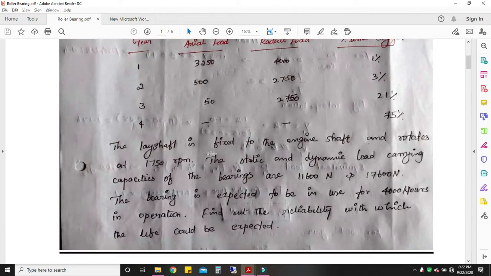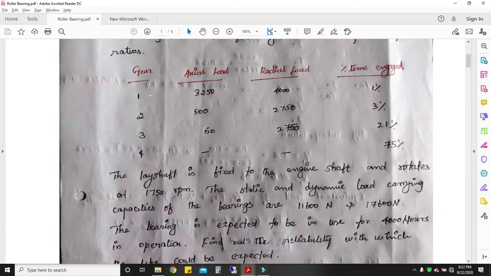The lay shaft is fixed to the engine shaft and rotates at 1750 rpm. So this is the speed of the shaft. At that speed, the first gear engagement will be 1%. Similarly, the second gear engagement will be 3%. Like that, the percentage time engagement is given.